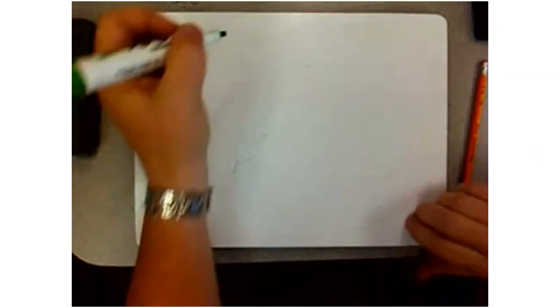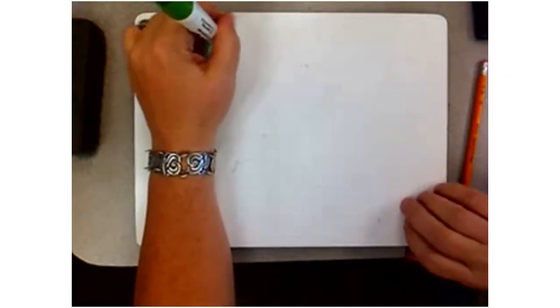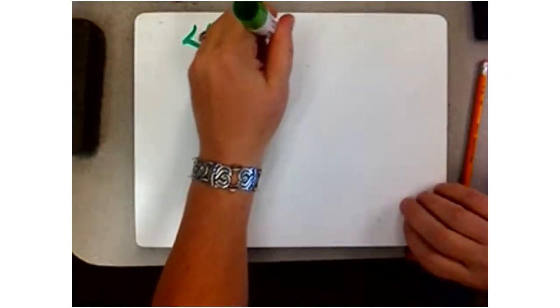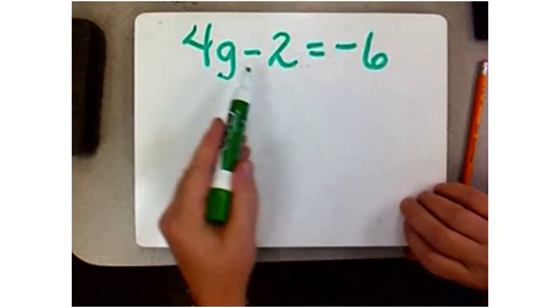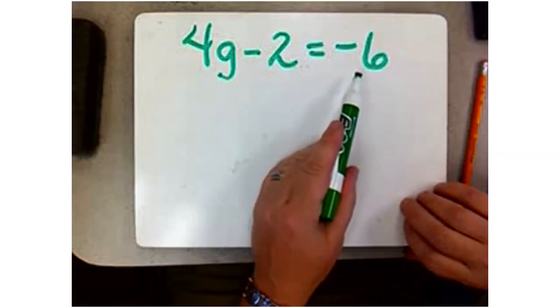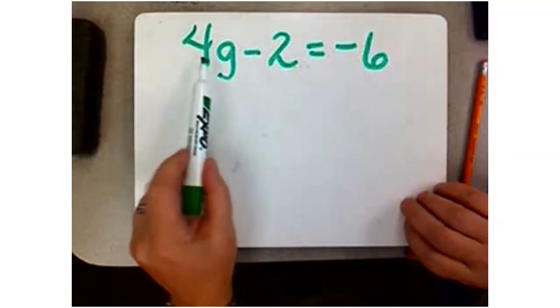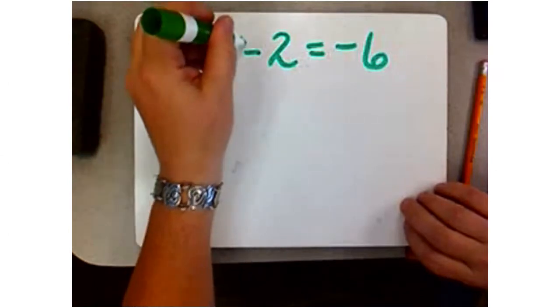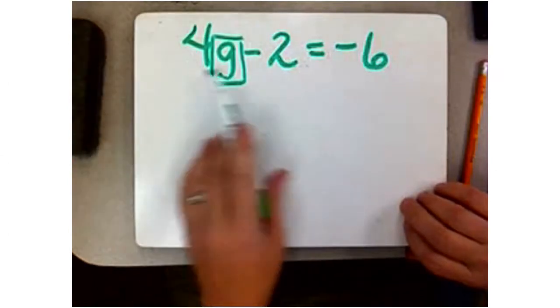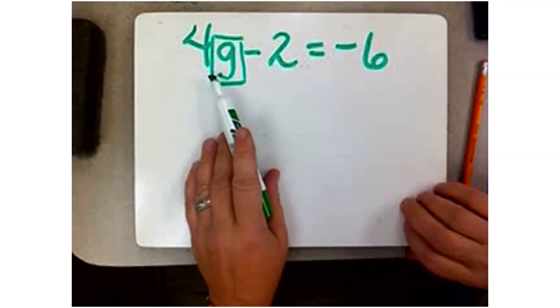So the first problem is 4g minus 2 equals negative 6. So notice that g is on the left side of the equation, and we want to isolate it and get it by itself, so we have to undo everything that's happening around g.